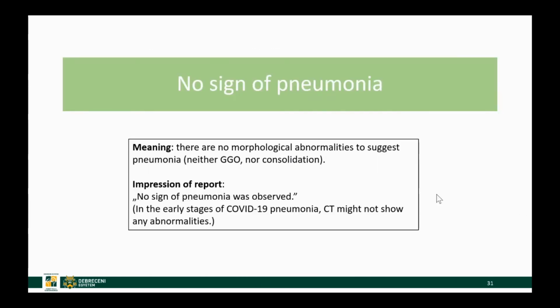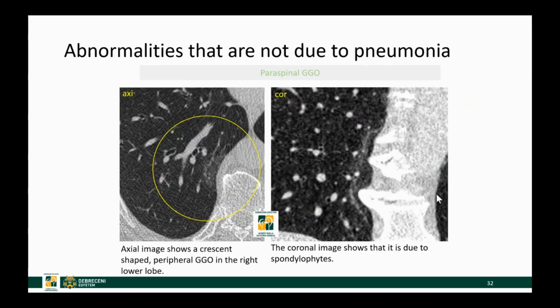And as I said, you should definitely write down if you see no signs of pneumonia, because that's also very helpful and reassuring for the clinician. But I would like to mention that in the early stages of COVID-19 pneumonia, CT might not show any abnormalities at all. So with that in mind, let's take a look at this right lower lobe peripheral crescent-shaped GGO, which I hope that nobody would report as a result of COVID-19 pneumonia, because if you look at the coronal slice, you see that this is just due to some spondylophytes, and this is called paraspinal ground glass opacity, which we encounter in virtually every second patient above a certain age.